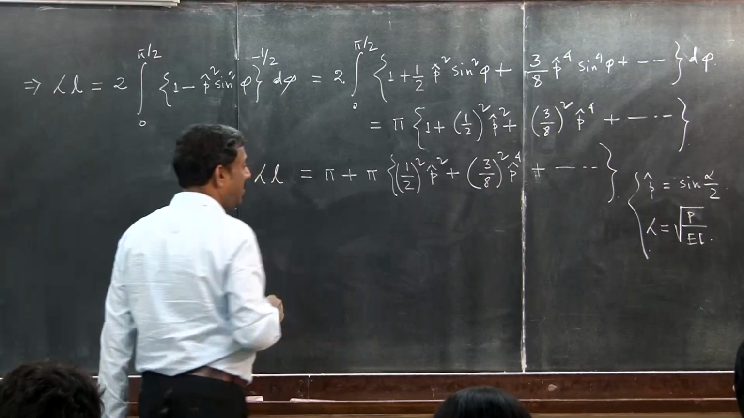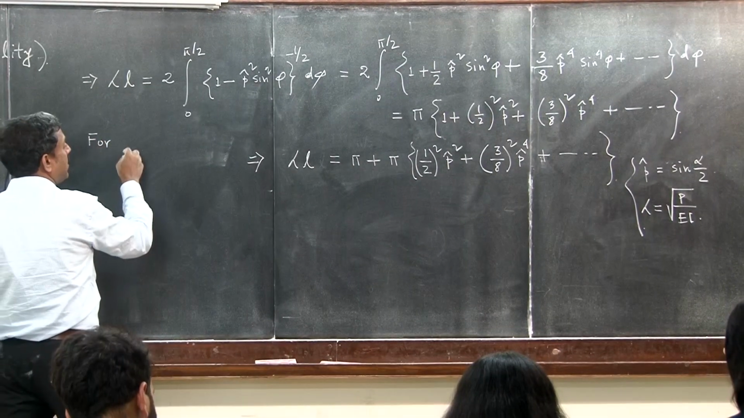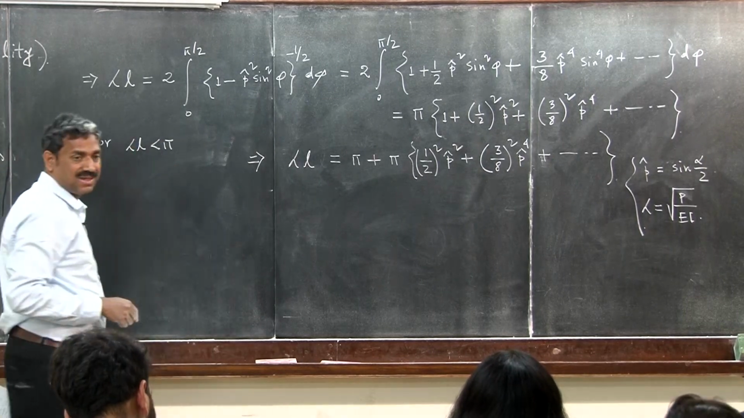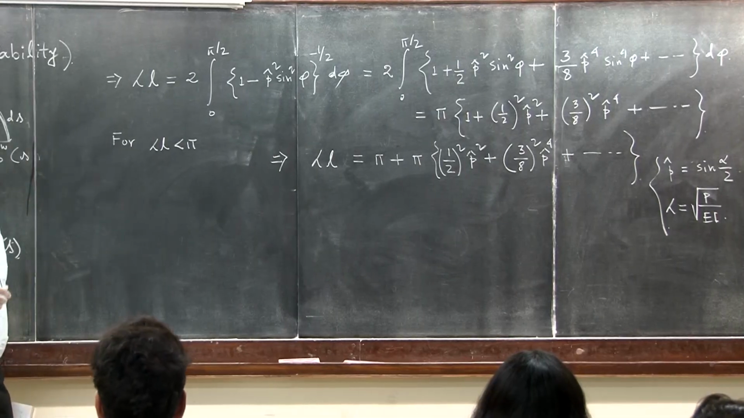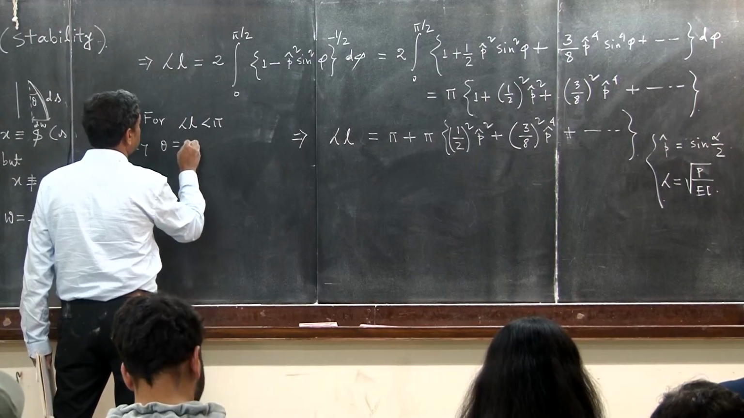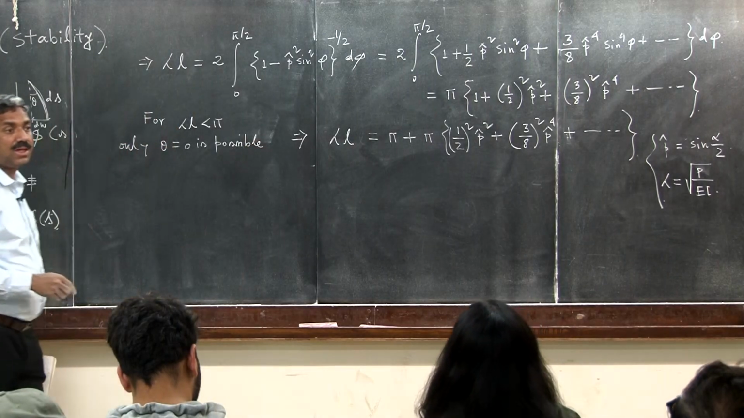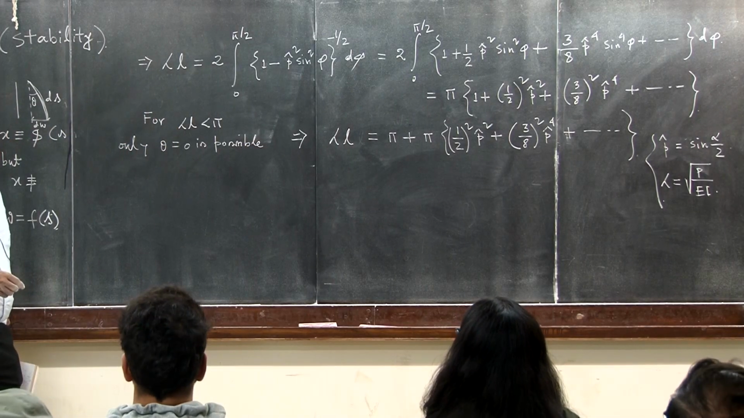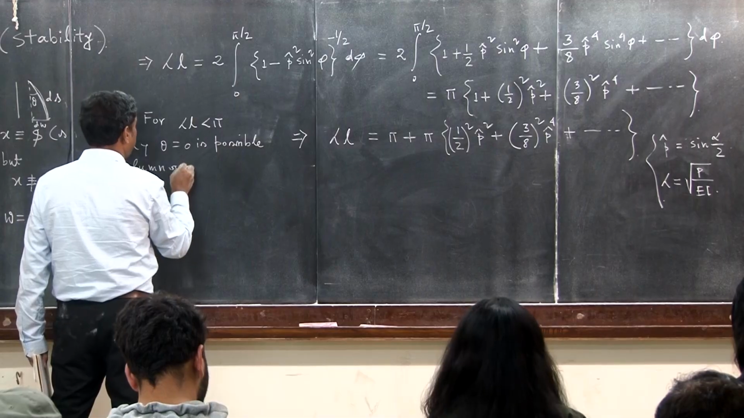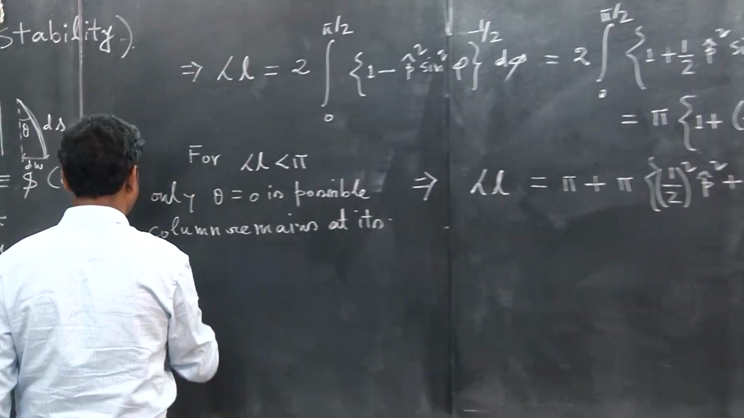So what do you see here? Please note that for lambda L less than pi, only theta equal to 0 is possible, right? That means the column remains at its fundamental path, theta is equal to 0.